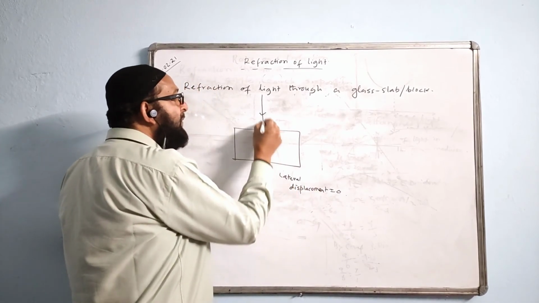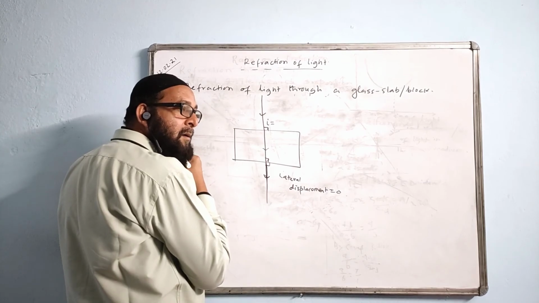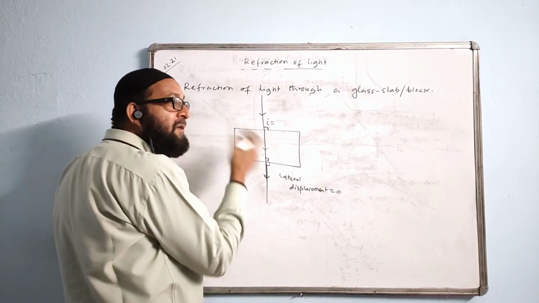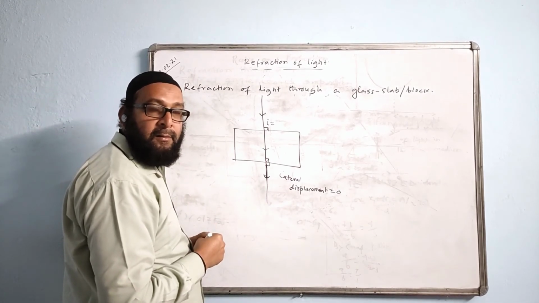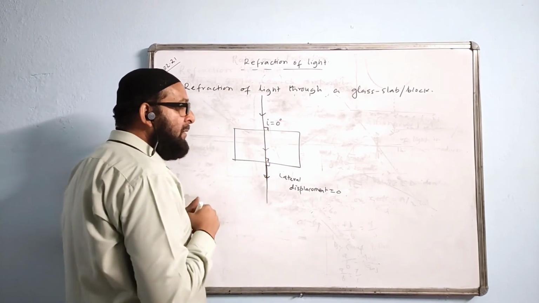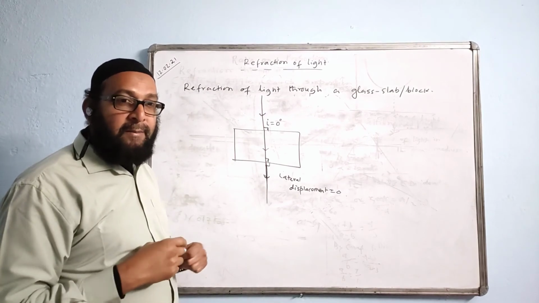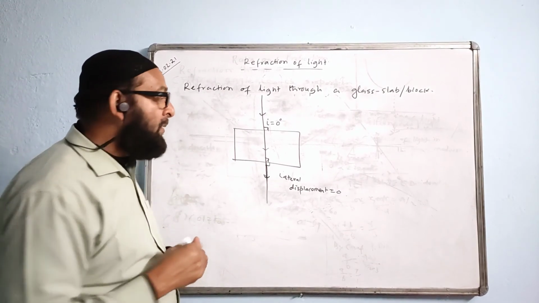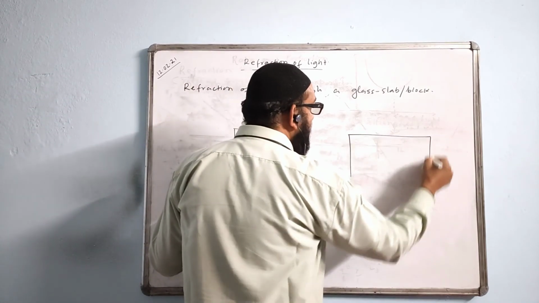And when will that happen? When I is how many degrees? What is the value of I? For what angle of incidence is the lateral displacement zero or minimum? When I is 0 degrees, yes. And when will the lateral displacement be maximum? For what angle will it be maximum? Draw that angle. When I is 90 degrees, yes.